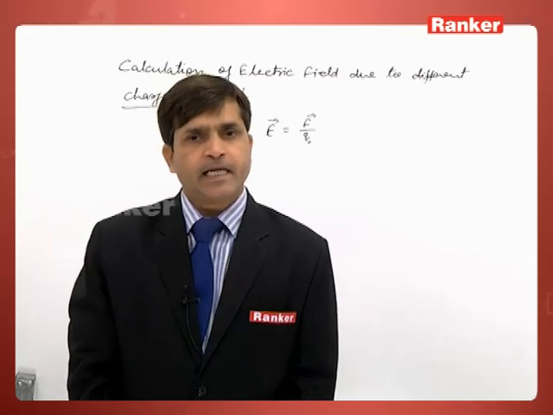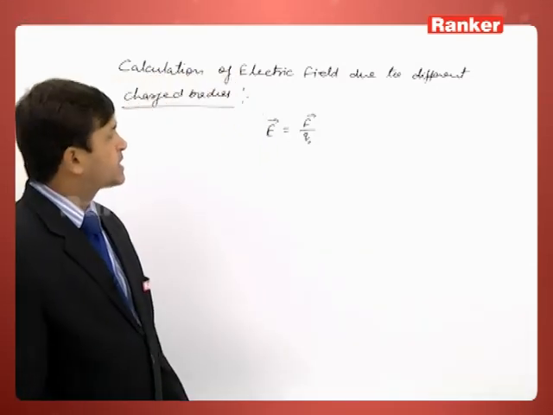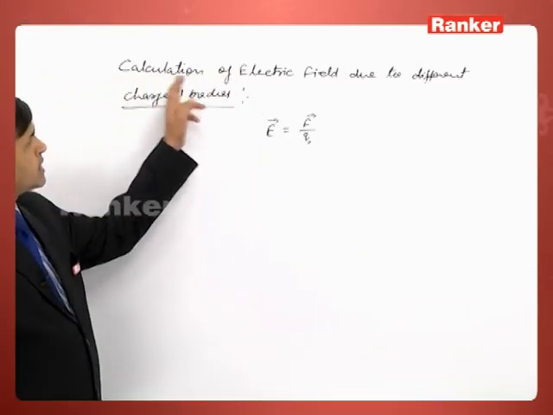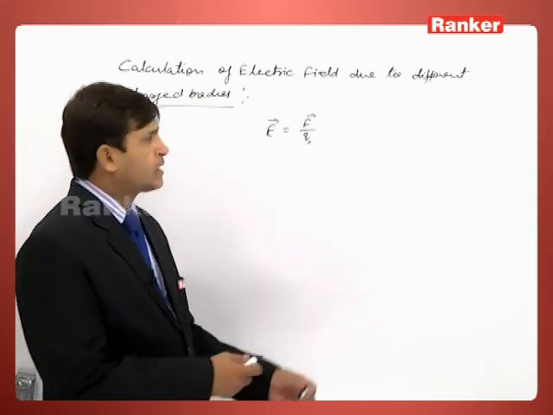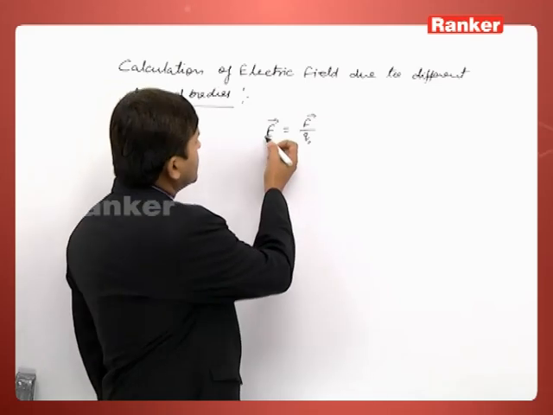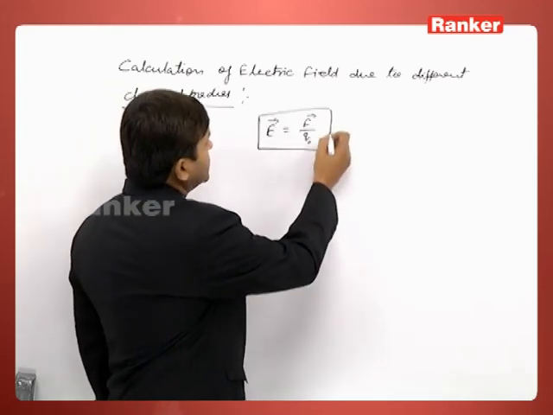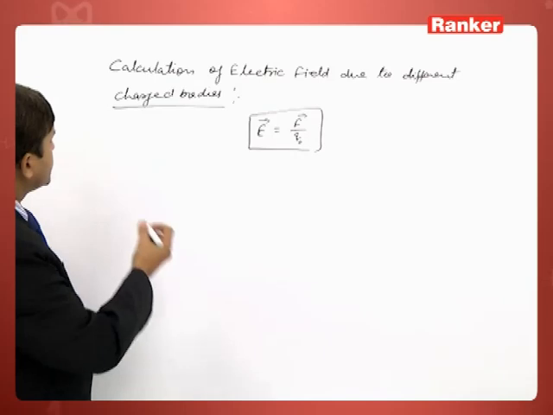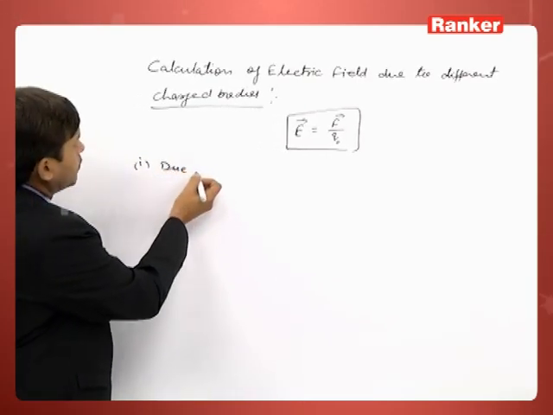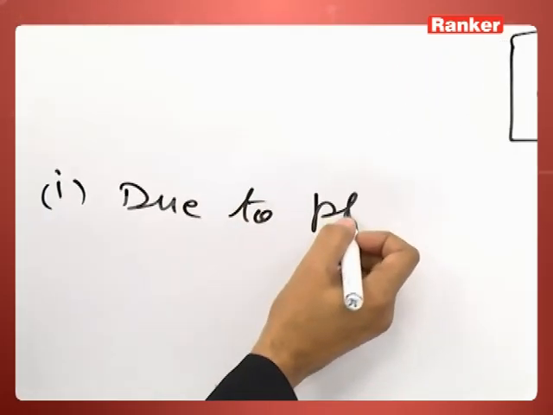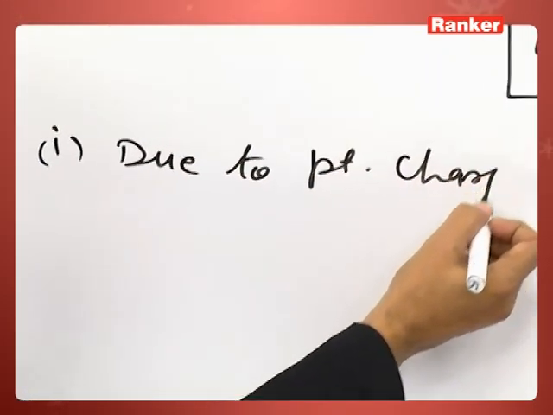to different charged bodies. So, today we will discuss the calculation of electric field due to different types of charged bodies. One by one, all types of charged body we will consider here. So, the first case is due to point charge.